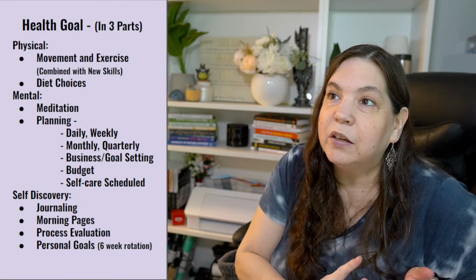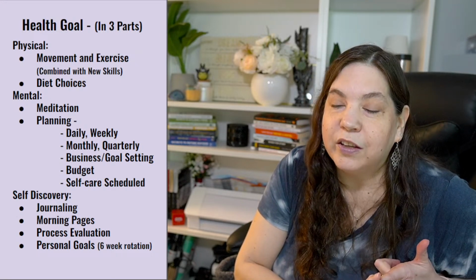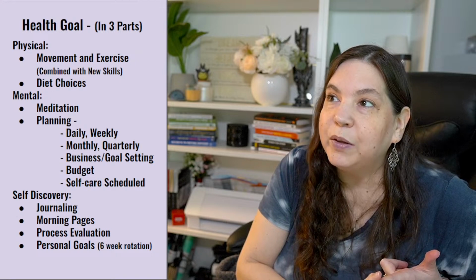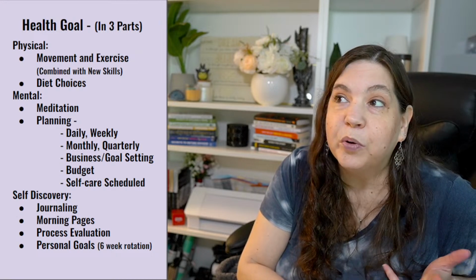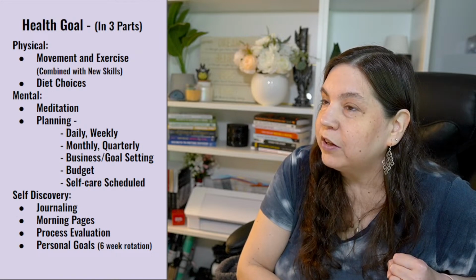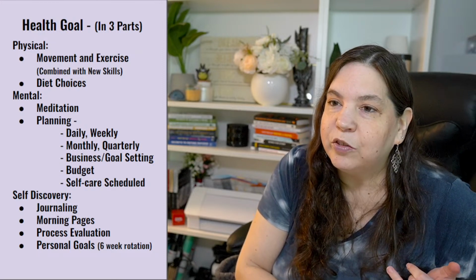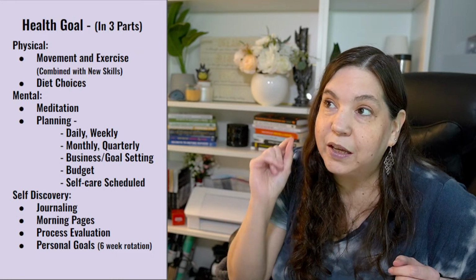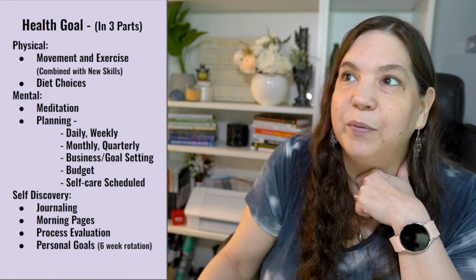Our daily, weekly planning, our monthly, quarterly, our business and goal setting planning, our budgets, and our scheduling that self-care, making sure that it gets in there and that we honor it and take those breaks, right? And then there's self-discovery, which is your journaling, your morning pages, your process evaluation, and those personal goals that you want to achieve. I like a 6-week rotation for that because it allows me to check in and make sure that everything is going as I need it to, but at the same time, a short enough time that I can tweak and make changes. So that's why the 40% will be going to health for me anyway.